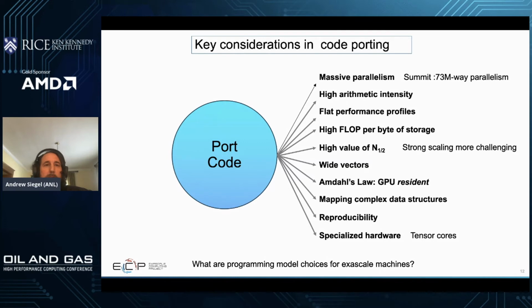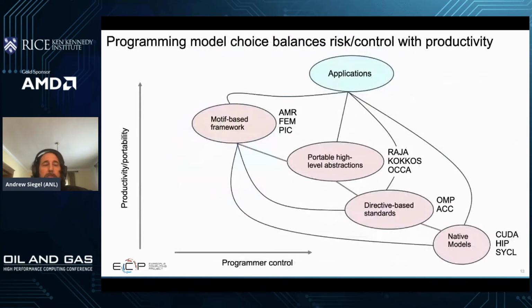And this is where it gets really interesting. I tried to draw this graph. I don't know if I succeeded or not, but it makes sense to me at least. So what am I showing here? Well, on the x-axis is programmer control. So as you move to the right, the programmer has more ability to express optimizations that take advantage of the hardware. And as you go up, the programmer is more productive and the code is potentially more portable.